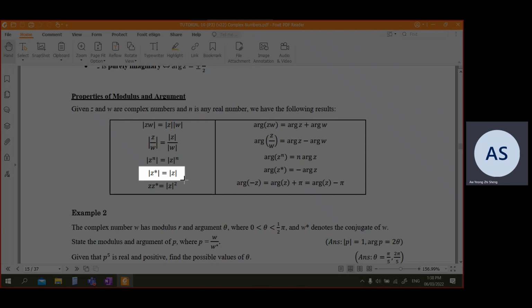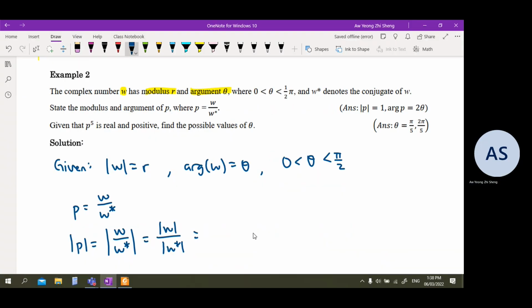Then by applying property number 4 in the table on the left, we know that the modulus of a complex number star is the same as the modulus of the complex number without the star. The star can be removed. So that means the modulus of w star is the same as just the modulus of w. And since we have a number divided by itself, you end up getting just a 1. So that's the answer for the modulus of p.